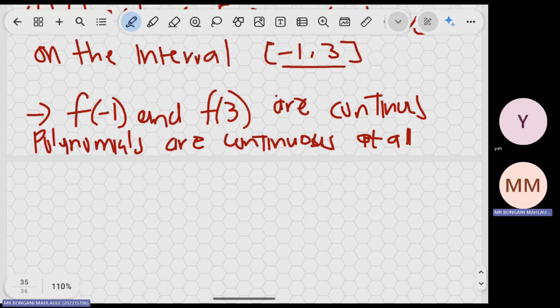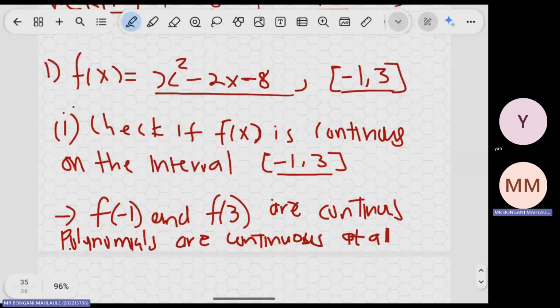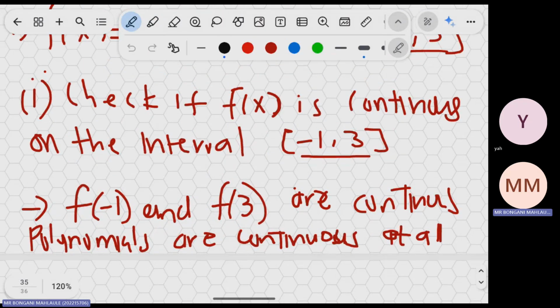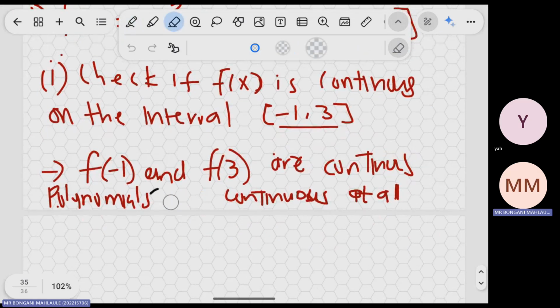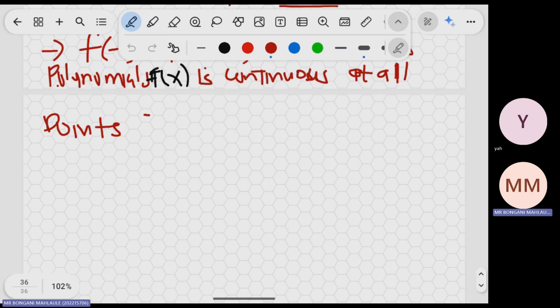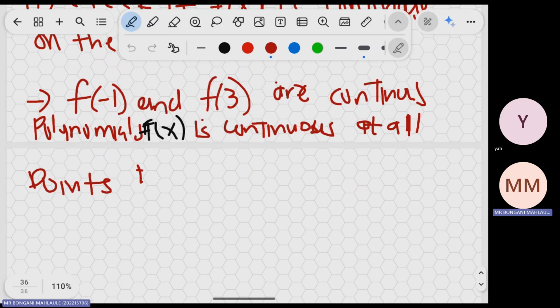You can be more specific and say the polynomial f of x is continuous everywhere. Let's write it like this: the polynomial f of x is continuous everywhere, continuous at all points. You can say between -1 and 3.